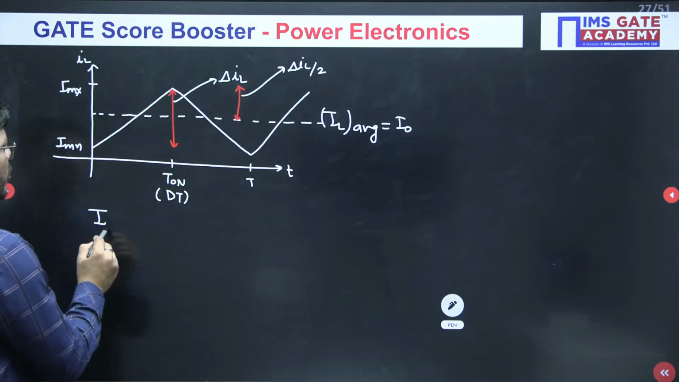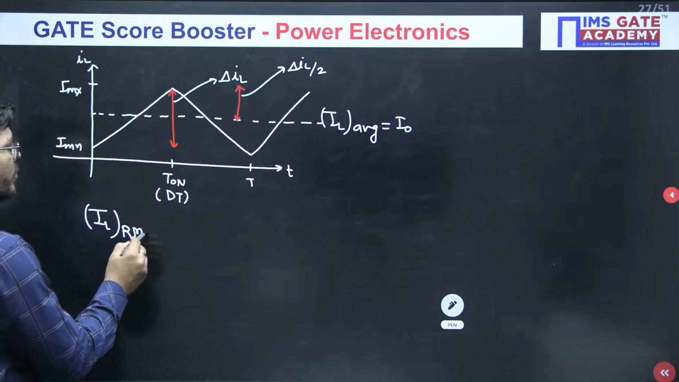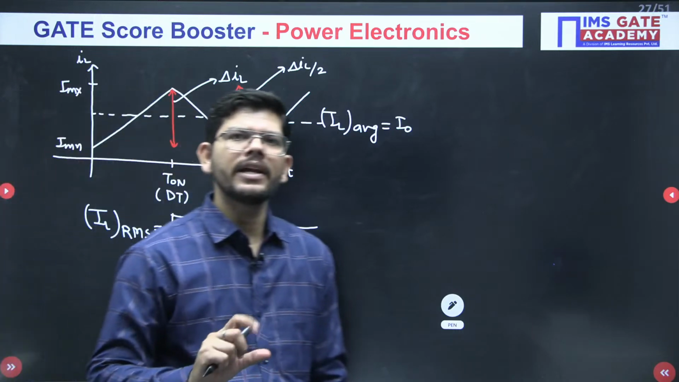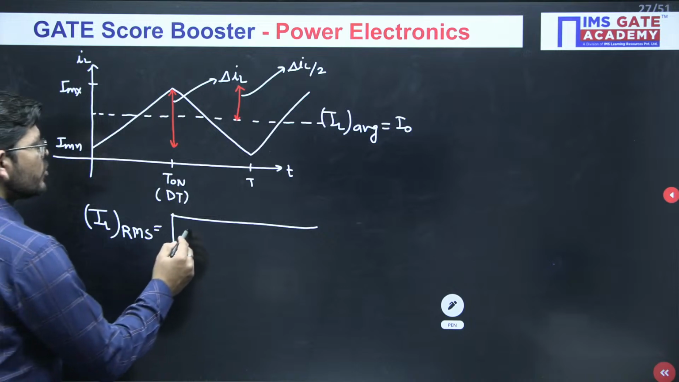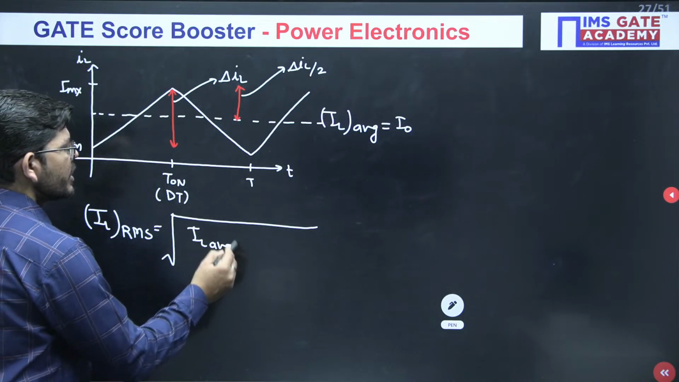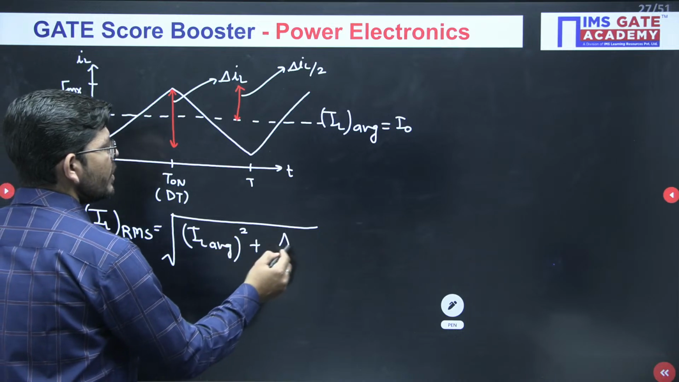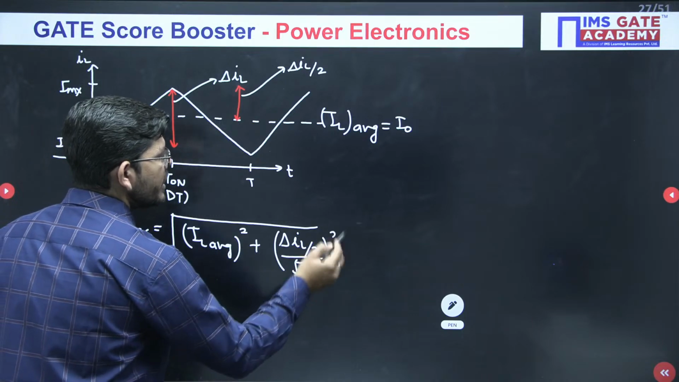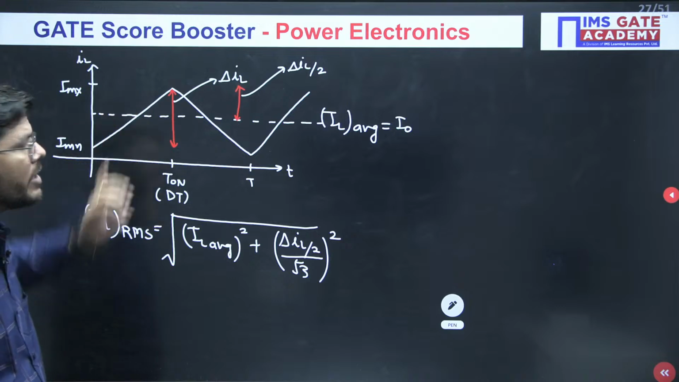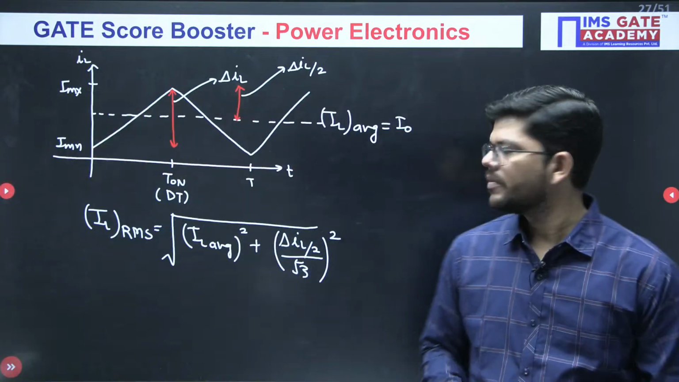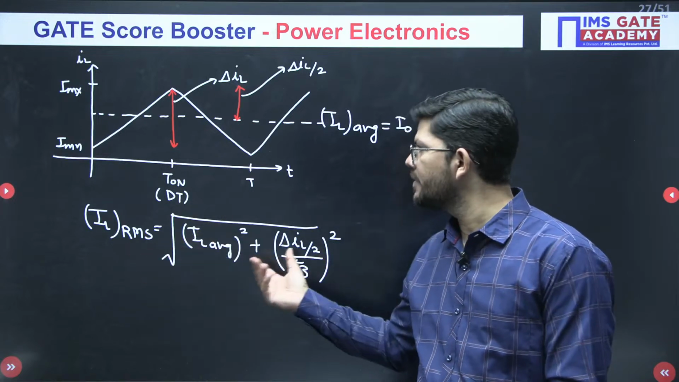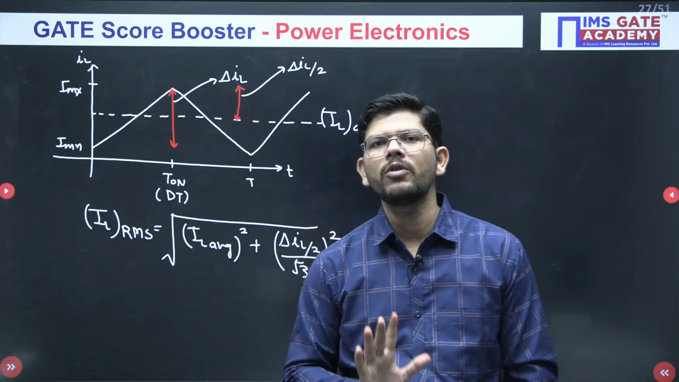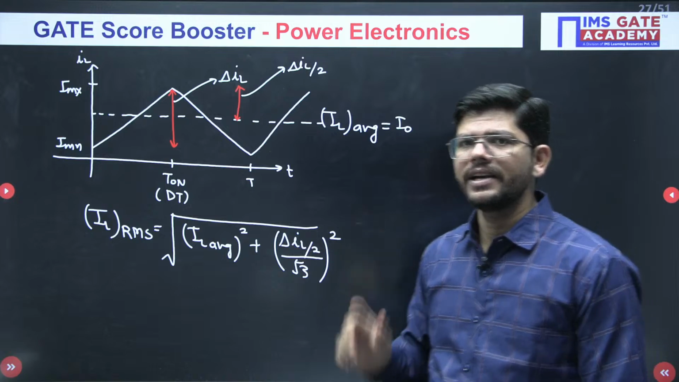Now I have to calculate the RMS value of this current. This current has DC plus ripples, AC content as well. So it will be IL average square plus delta IL by 2 divided by root 3, squared. This is how you have to find the RMS value of a triangular waveform. This formula is what we use for finding the RMS value of the triangular waveform shown to us.